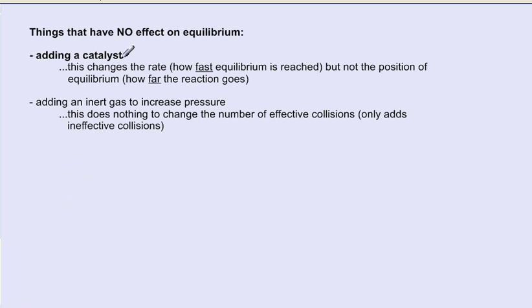There are 2 things that don't have any effect on equilibrium. The first is adding a catalyst. Catalysts change the rate of a reaction, so how fast it goes, but it will not change the equilibrium position. And then also we could increase the pressure inside a container by pumping some inert gas into it, so something like helium. So if we put helium gas inside the container, we could increase the pressure. But that doesn't increase the number of effective collisions we have, so it doesn't actually do anything to our equilibrium.